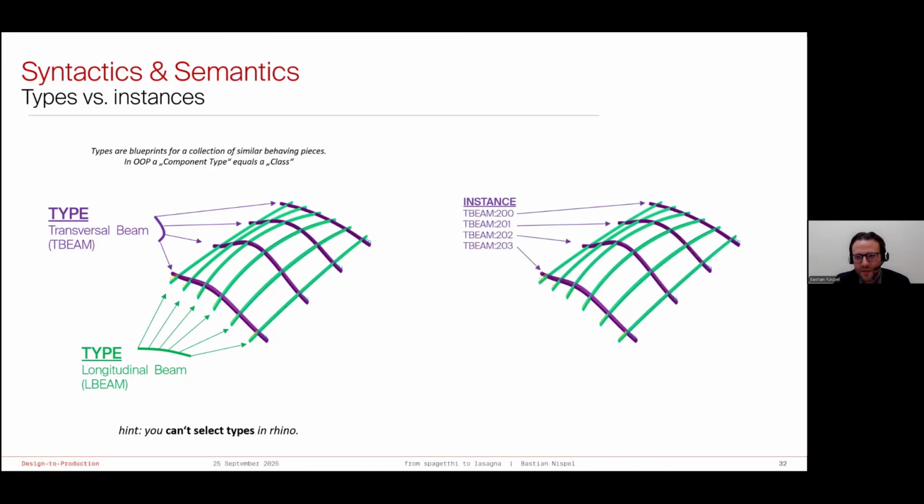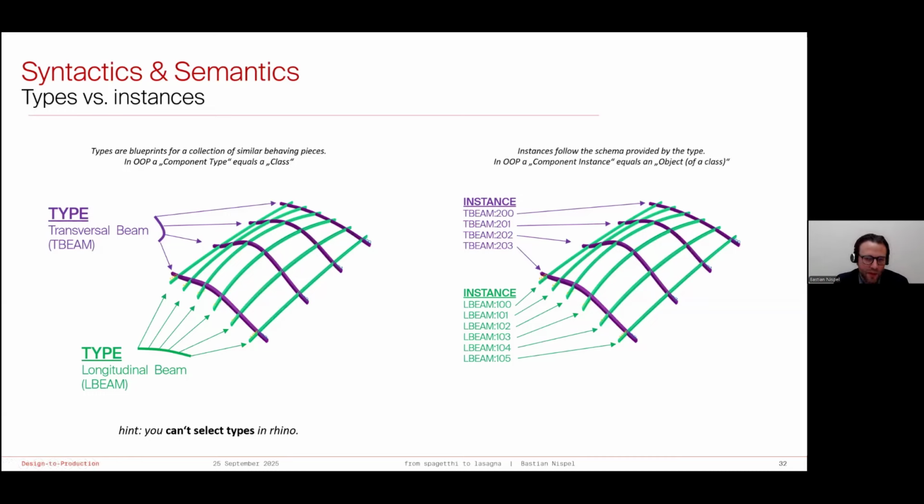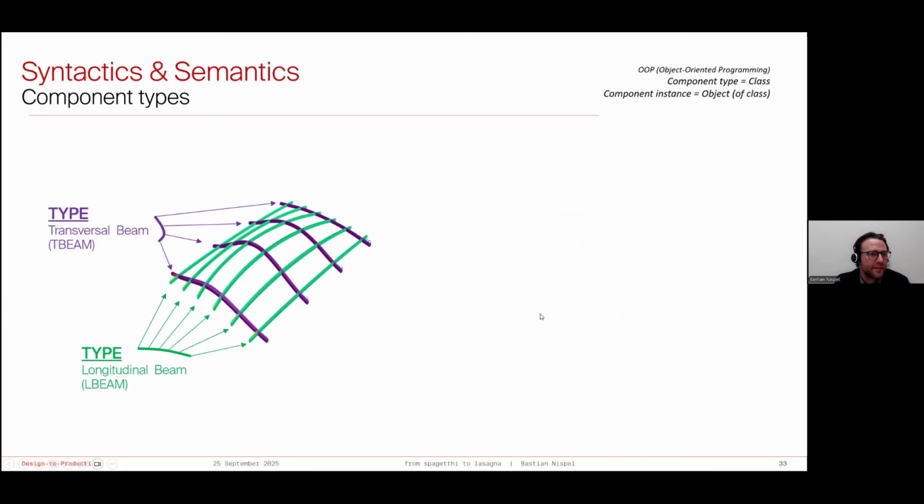Second one are the instances. So the same types have different instances. We have, for example, this one is 200, 201, 202, 203, whatever, of type transversal beam. And those are the instances of the longitudinal beam. And here it is the same as in object-oriented programming: a component instance equals an object of a class. And as a rule of thumb, you can select them in Rhino. Right. Next, we can go into component types in a more detailed way.